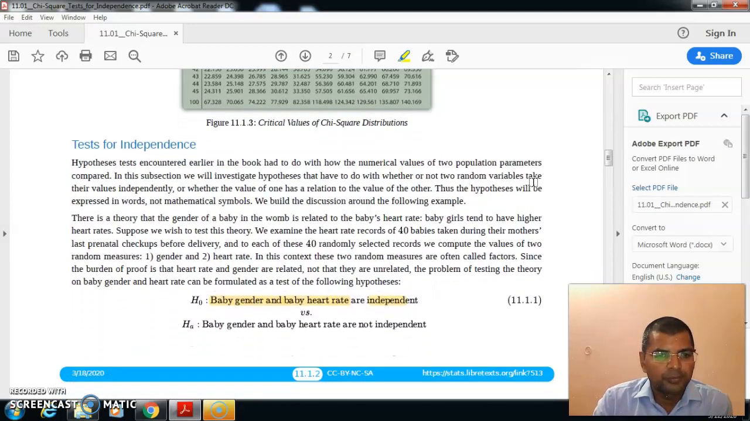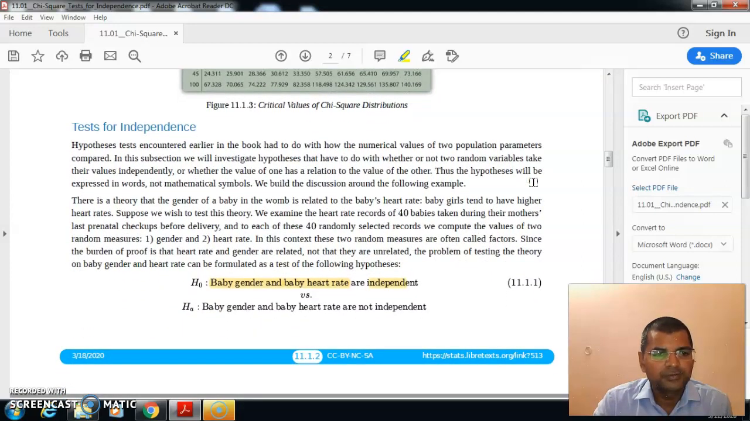Now there is a problem, but the problem says that, or theory says, the gender of a baby in the womb is related to baby's heart rate. There is a theory and doctors believe that the baby girls tends to have higher heart rates. Now we want to test this theory.